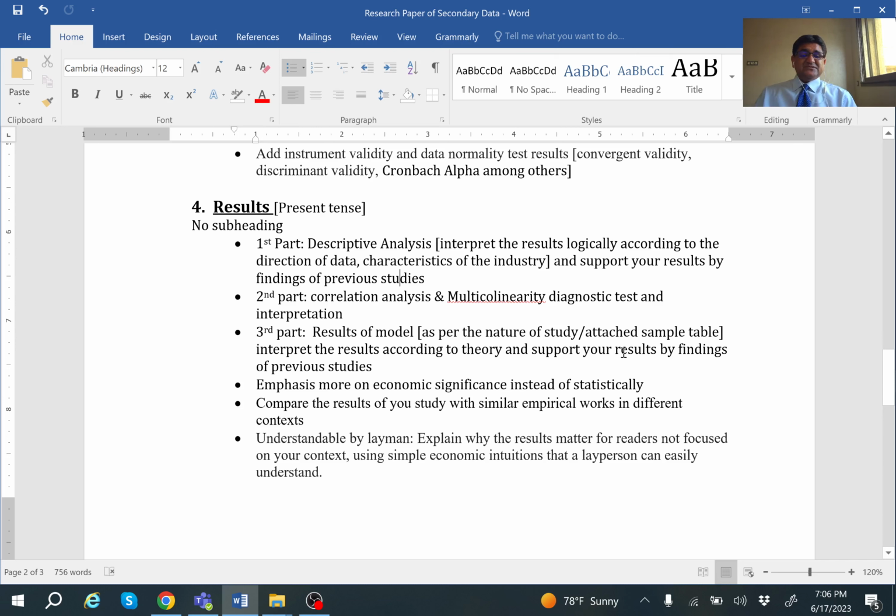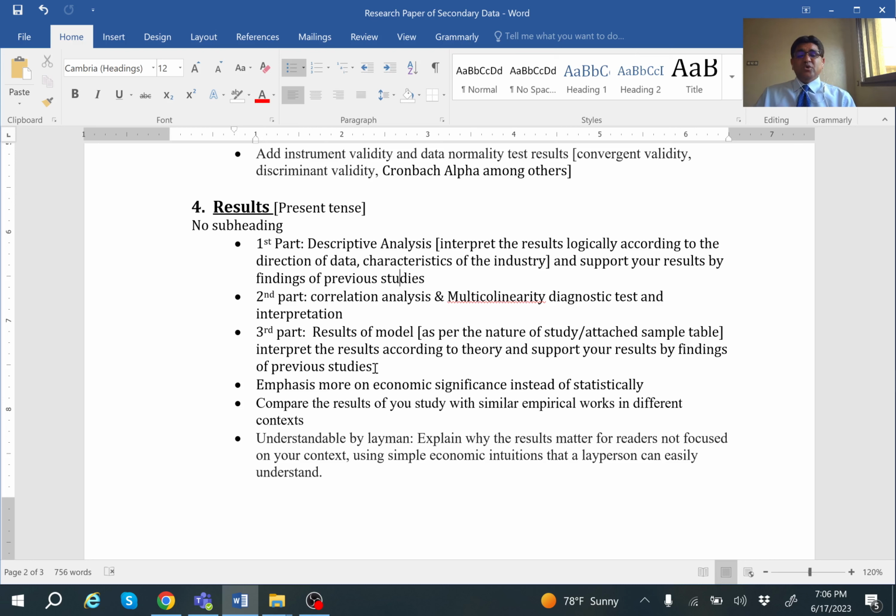As per the nature of the study, attach the sample table, interpretation, and according to the theory, and support your results by findings of previous studies. So you have to report your results. Then interpretation is very important. Based on the interpretation, we are not having any subheading. We are dealing with a major part, then paragraphs, and after the table we have the interpretation.